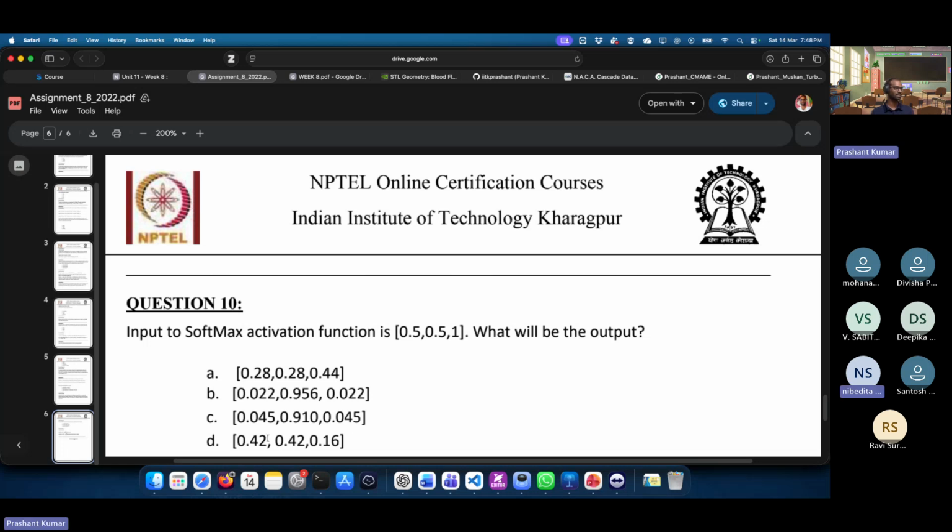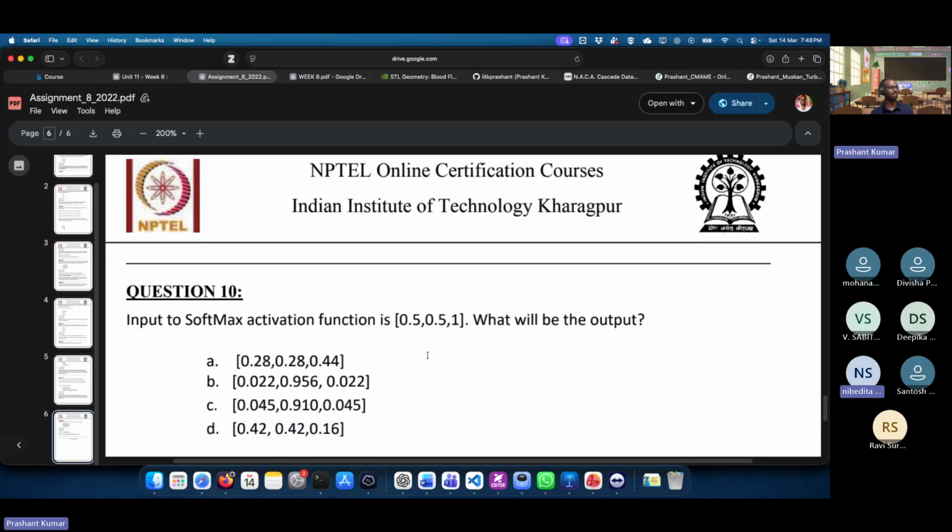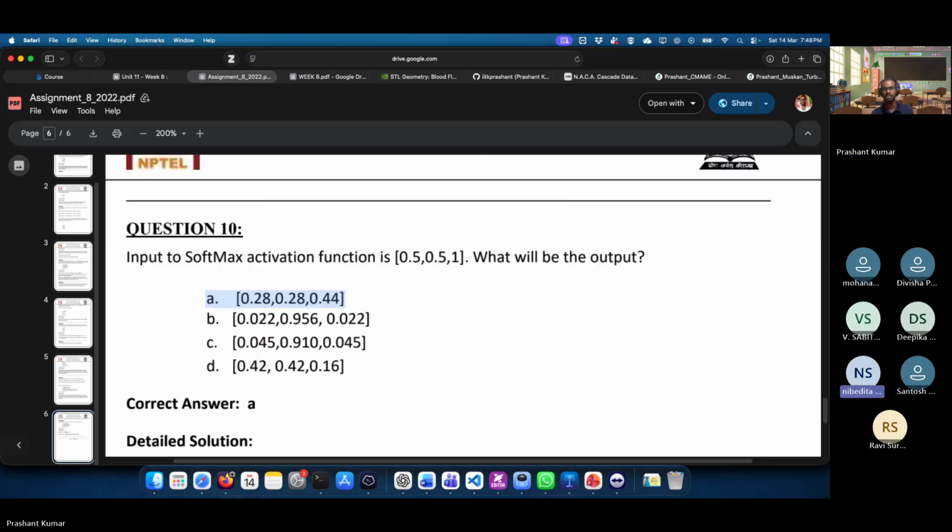Option D is also there, but that has a smaller value, right? The last value is less. Yes, so option A. You have to calculate it, but the options are very obvious. So option A is the correct one.